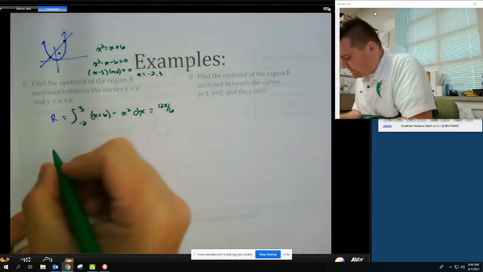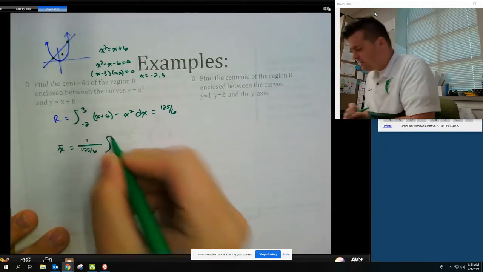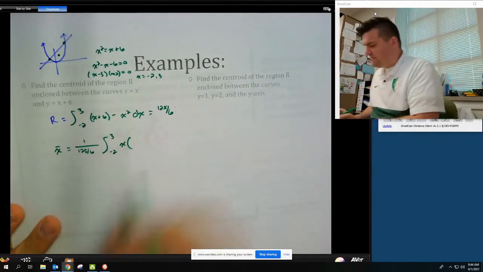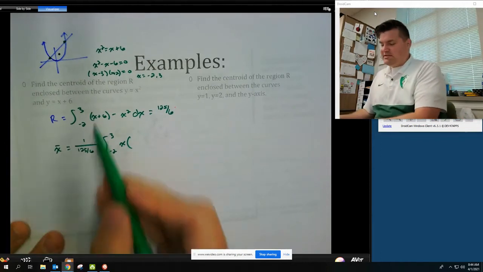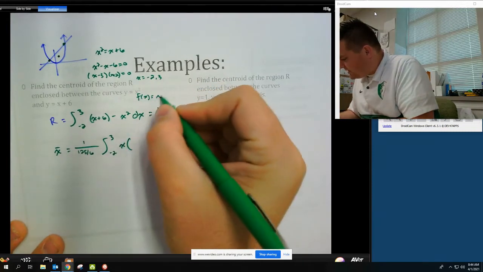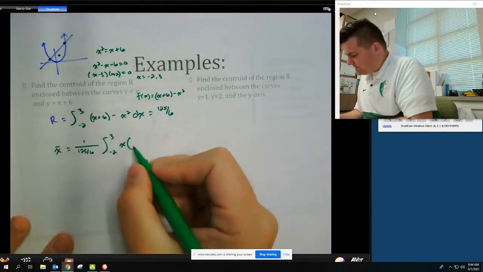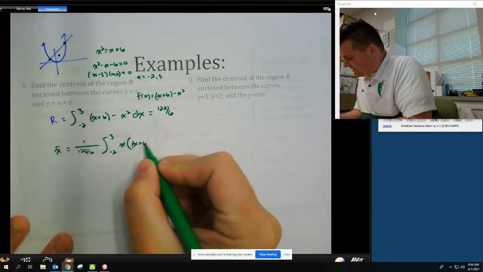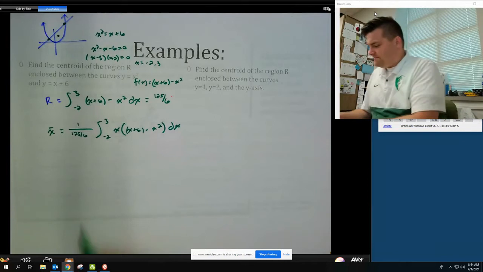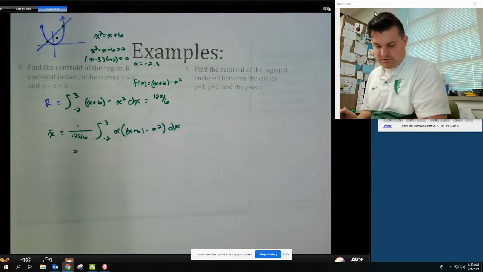Okay. So to find x bar, it's 1 over r. We're integrating. We already found those bounds from negative 2 to 3 of x times the function. This is the function right here. This function, f of x, is equal to x plus 6 minus x squared dx. So you just set it up. Type in the calculator. You get a clean 1/2.